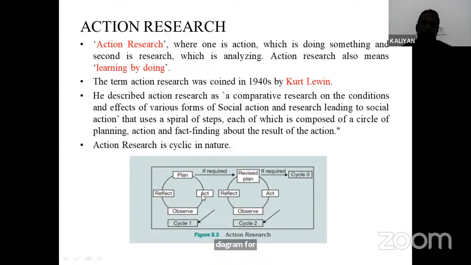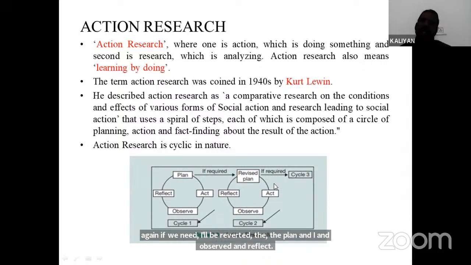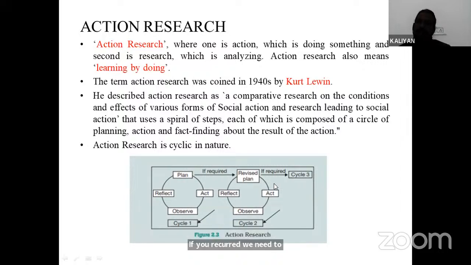So we plan, act, observe, and reflect. Again, if we need, we revise the plan, act, observe, and reflect. If required, we go for another revised plan and act. So this is action research, mostly used in the education sector. Many times they ask questions from action research, so please study action research more.